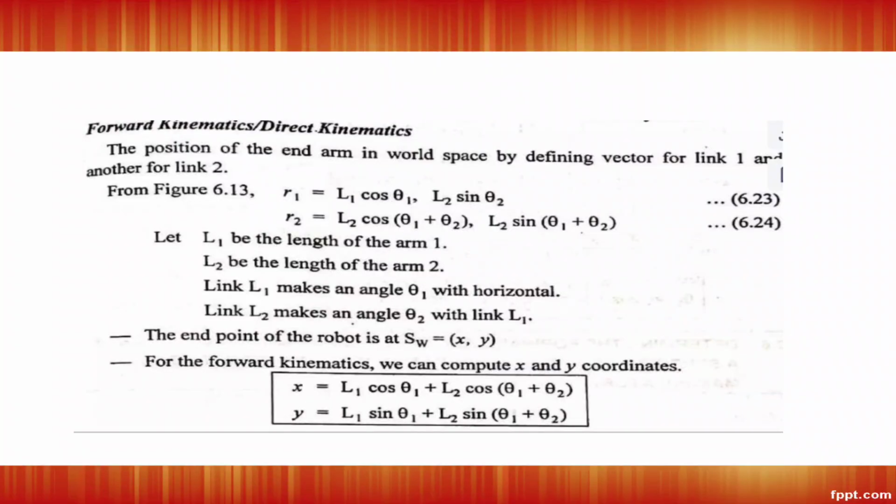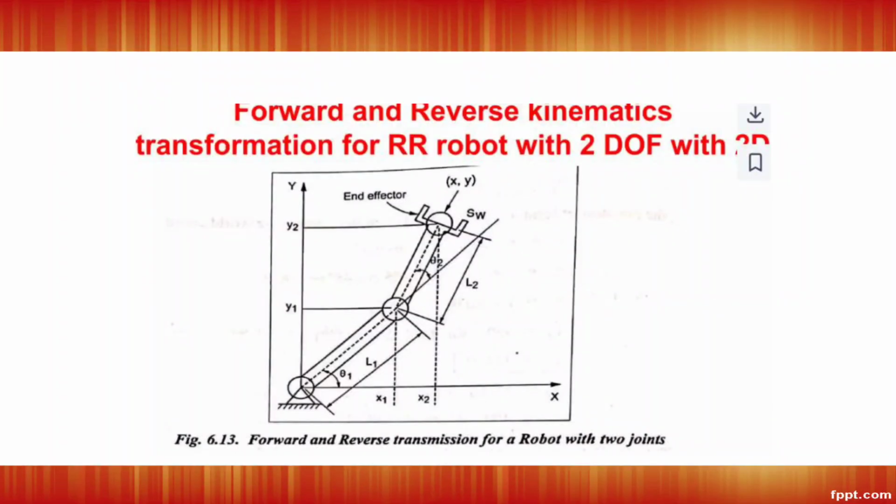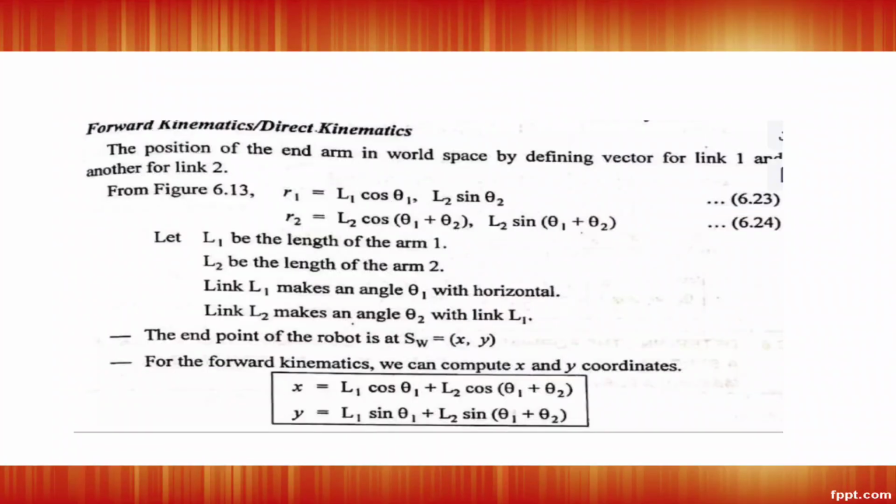From the figure, what we have to find is the total x distance and y distance. For forward kinematics, the angles are given and we have to find the x and y distance. So first we take link L1 and find x1 and y1. Then take link L2 and find x2 and y2. At last we have to find the total distance x and y.